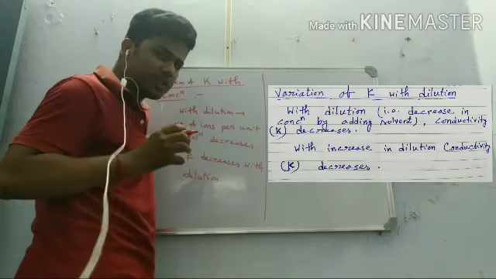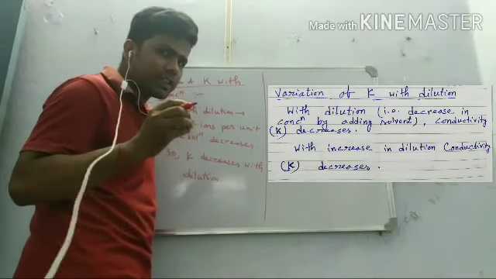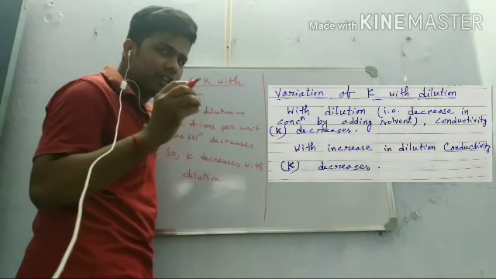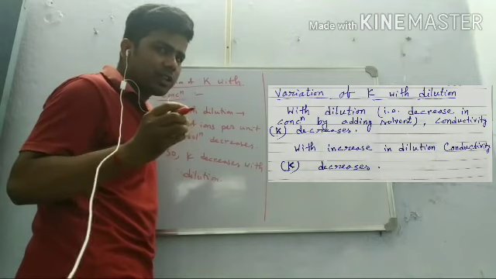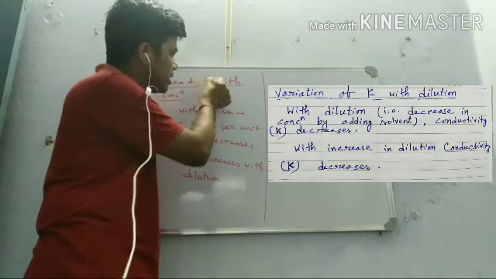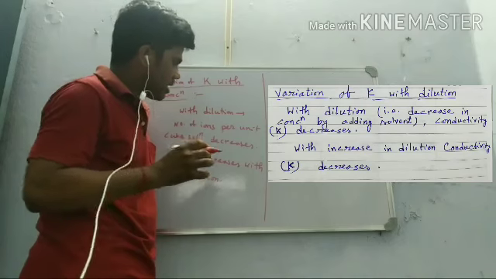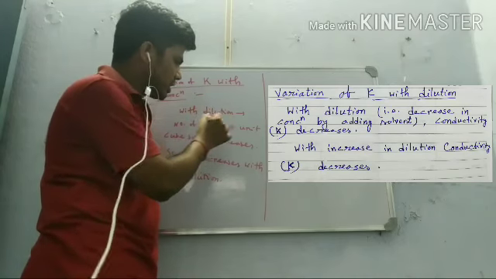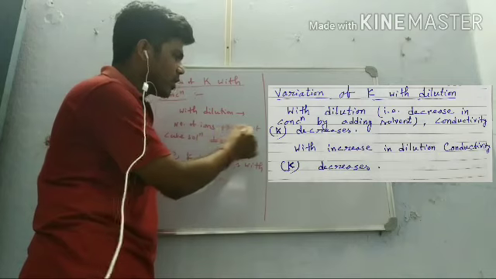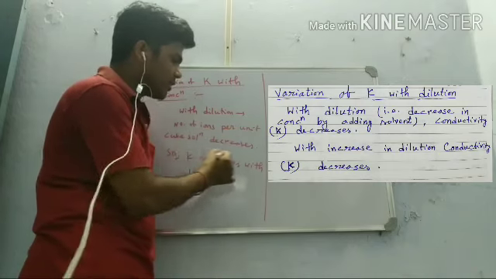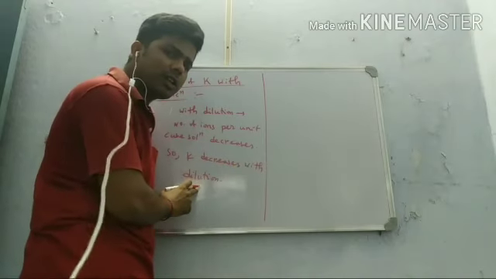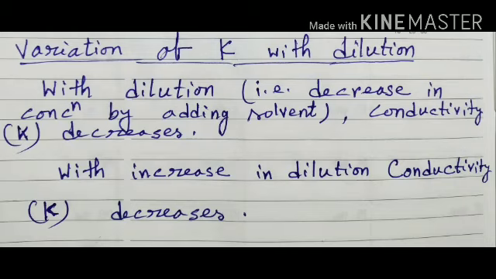Again, I repeat, conductivity or specific conductance is the conductance of the solution enclosed in a unit cube. The number of ions present in the unit cube of solution determines the specific conductance. If dilution increases, the number of ions per unit cube of solution decreases. So kappa decreases with dilution. Is that clear? Therefore, we can conclude that with dilution, specific conductance decreases.